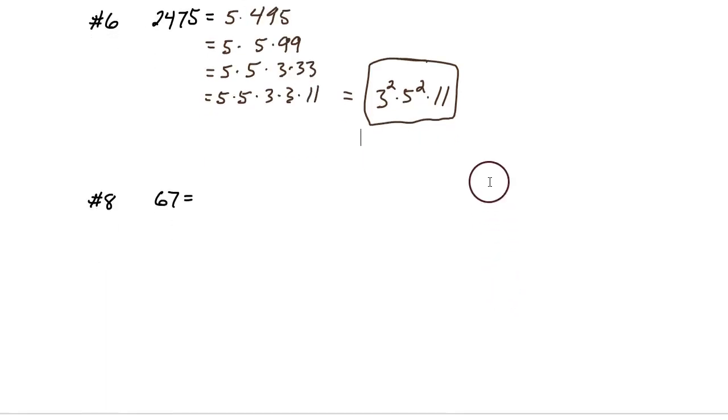For number 8, we have the number 67. Let's try dividing by primes. It won't divide by 2, it's not even. It won't divide evenly by 3. It won't divide evenly by 5. It won't divide evenly by 7, or 11, or 13. Now you can keep trying more primes, but I think you'll find out it doesn't divide by anything. So this one is already prime.